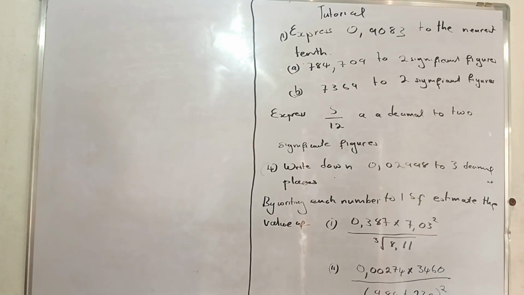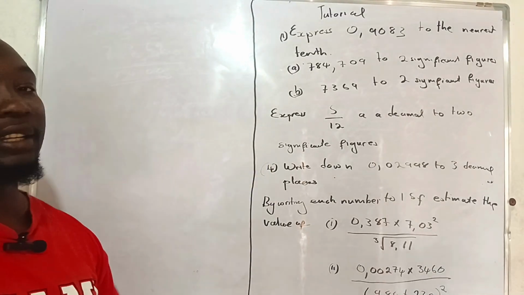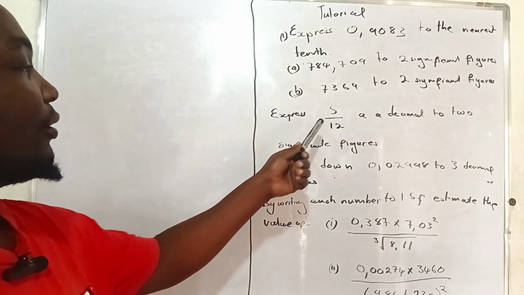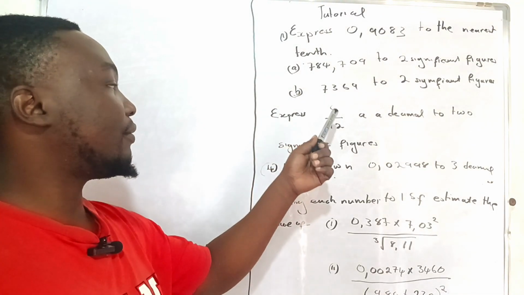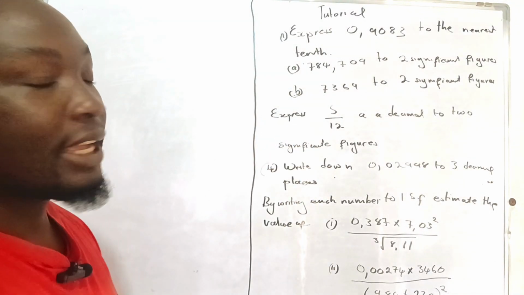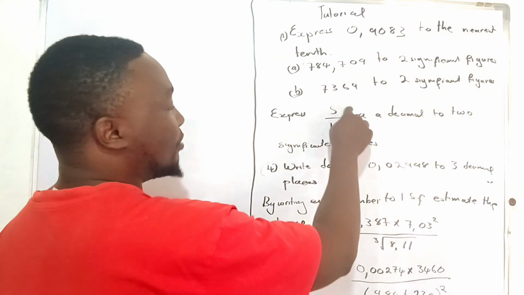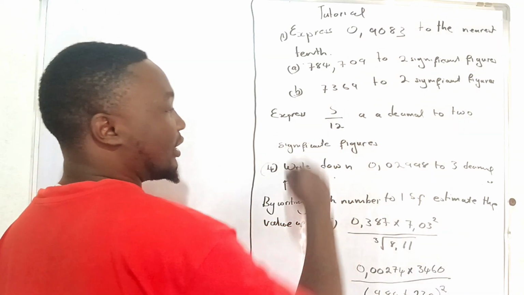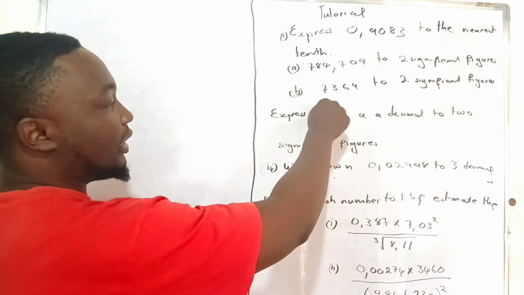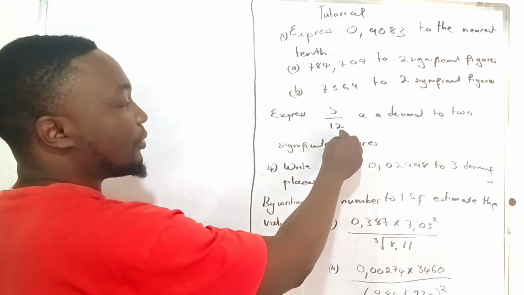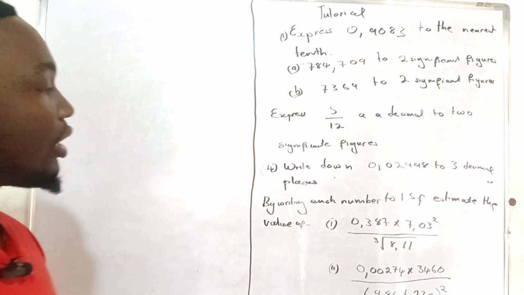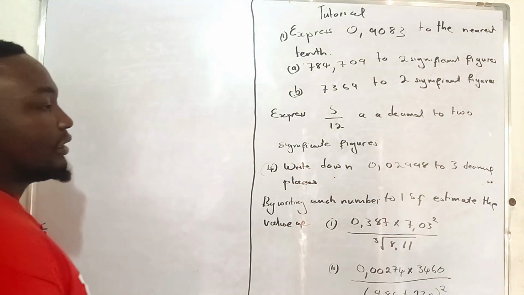So I would like you to do this one in the comment section, where you're going to express 5/12 as a decimal. Remember that when you bring down a remainder, you add a 0. You're going to divide the numerator with the denominator.